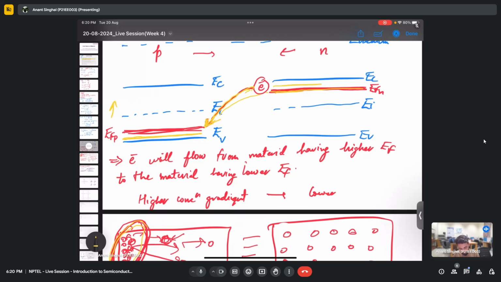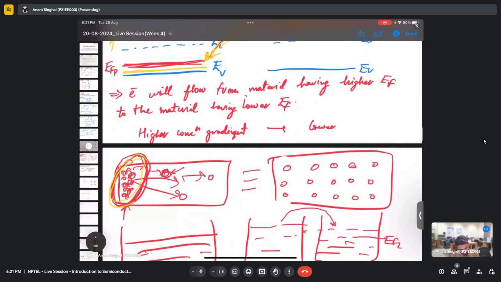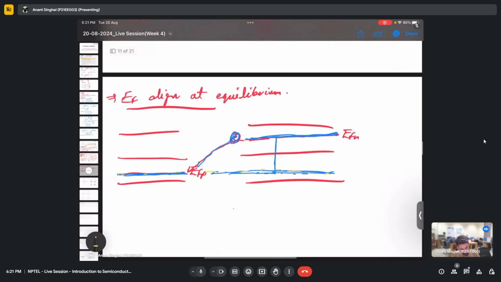As you can see, even if I increase the concentration here, the Fermi level will not rise. It will go beyond the EV, right? It is not going up. This particular level is going up if I'm increasing the concentration. So that is why, what I was saying, this needs to come down.